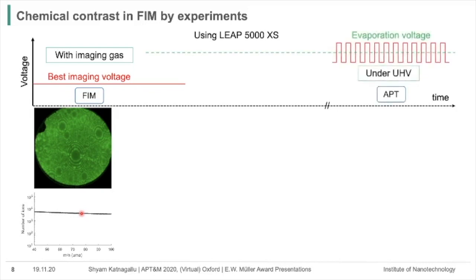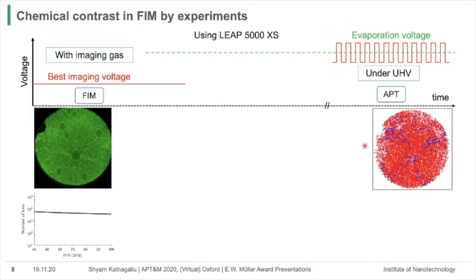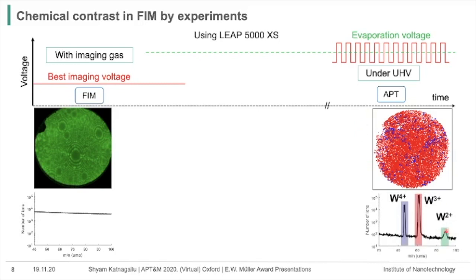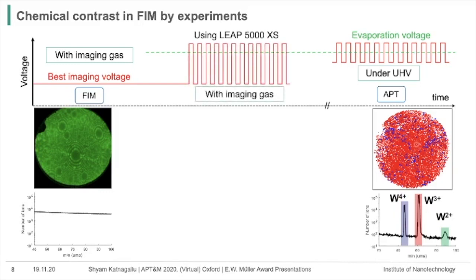Now, when you are doing atom probe tomography, you are under ultra high vacuum conditions and you are fluctuating your voltage around the evaporation voltage of your specimen itself. On the detector, what you collect are field evaporated surface atoms from your tip, and since you are pulsing, you can also get a mass spectrum which shows peaks corresponding to the elements which were evaporated. Now, what we did in this case is combine both of these. That is, we did atom probe tomography in the presence of imaging gas, and we fluctuate from our best imaging voltage to the evaporation voltage of the material itself.